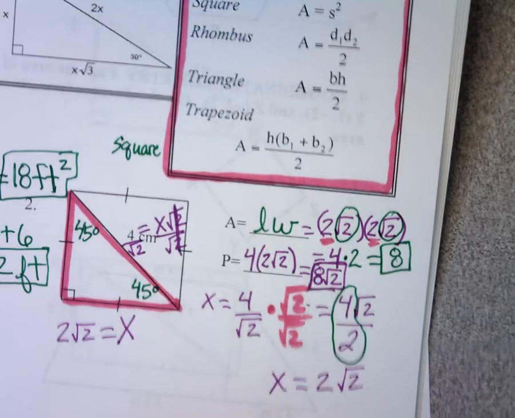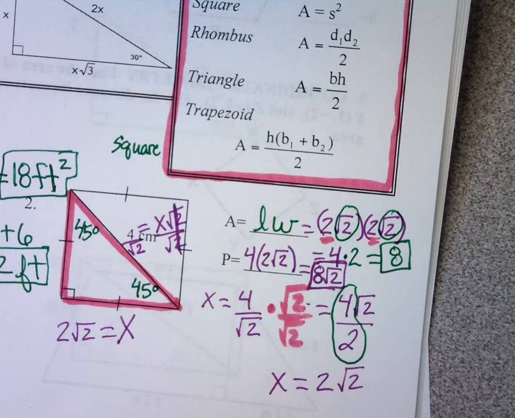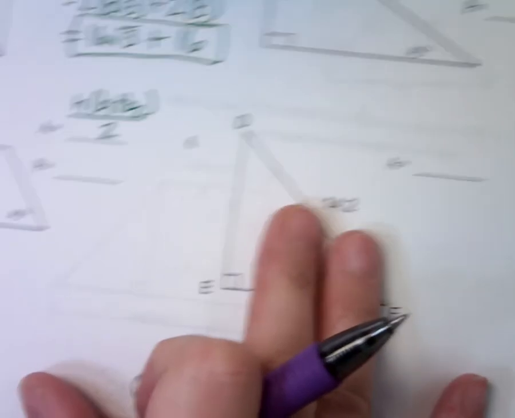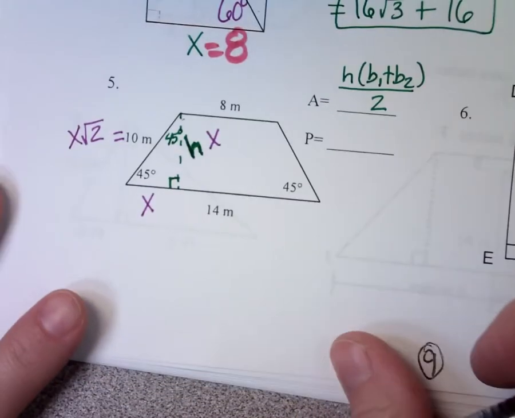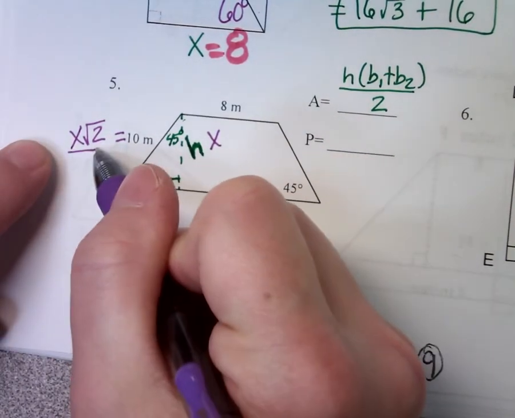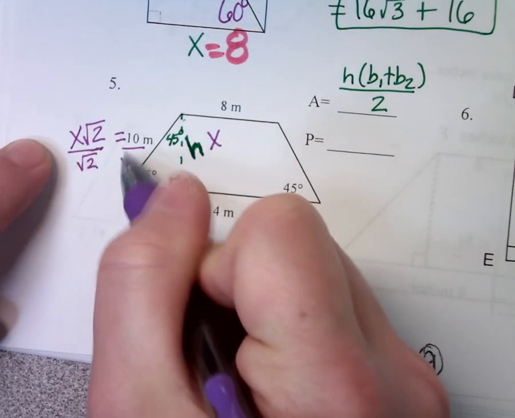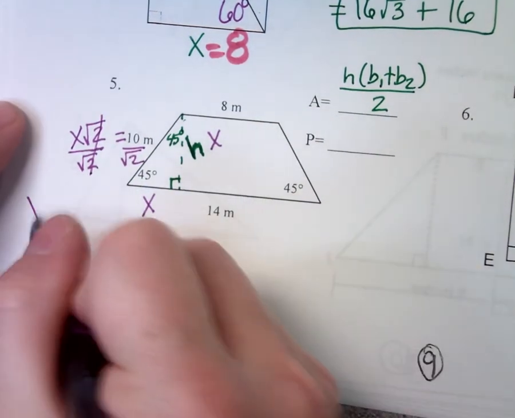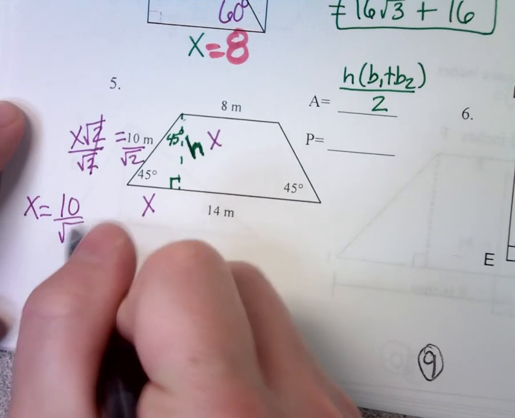Well, you can see it right here. Right in this problem, when I had X square root of 2, what did I do to get rid of that square root of 2? I divided by square root of 2. That's how you undo multiplication, is by dividing. So I'm going to do the same thing over here. If I want to get rid of this multiplication, I'm going to divide. So I'm going to divide both sides by square root of 2. And then that leaves me X equals 10 over square root of 2.